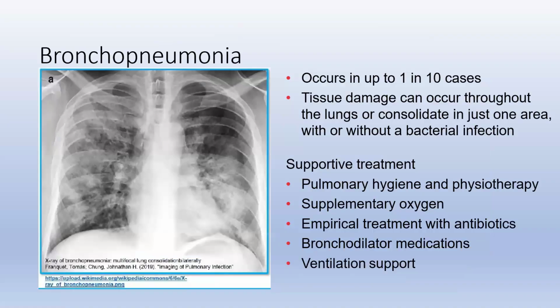Bronchopneumonia may occur in 1 to 10% of the patients, as I said. Tissue damage can occur throughout the lungs, or it can just be a consolidation in one area. So it can present in what people call a typical pneumonia, or in a lobar pneumonia pattern. Treatment, again, manage the same way you'll manage any patient who presents with pneumonia. So pulmonary hygiene, oxygen, empiric antibiotics as you try and figure out what is the cause. If they need bronchodilator medication, if they need ventilation support, provide as needed.